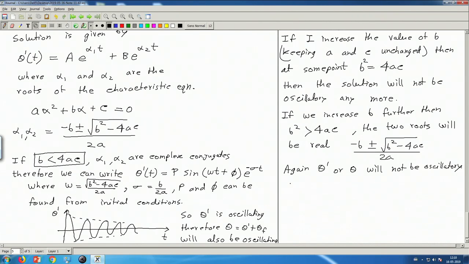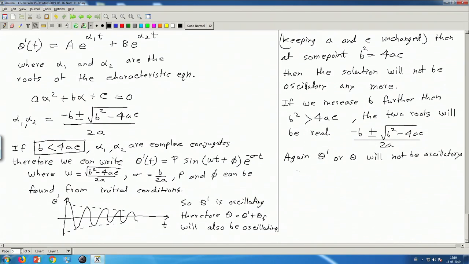Okay. So what we observe is that for low value of b, the solution is oscillatory, or theta oscillates, and for higher b, theta doesn't oscillate.